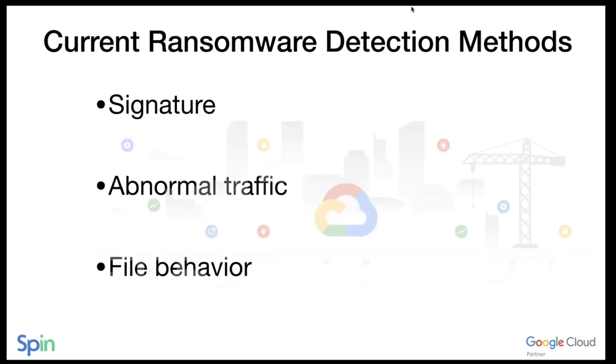There's three popular types: signature-based, abnormal traffic, and file behavior. And as these malwares are constantly changing and developing, it's really difficult to detect or stop a ransomware attack based on a signature alone, since this is only for attacks that are already known. Abnormal traffic can raise a lot of false positives and is a bit uncontrollable, hence why it's also an untrustworthy method of detecting ransomware.